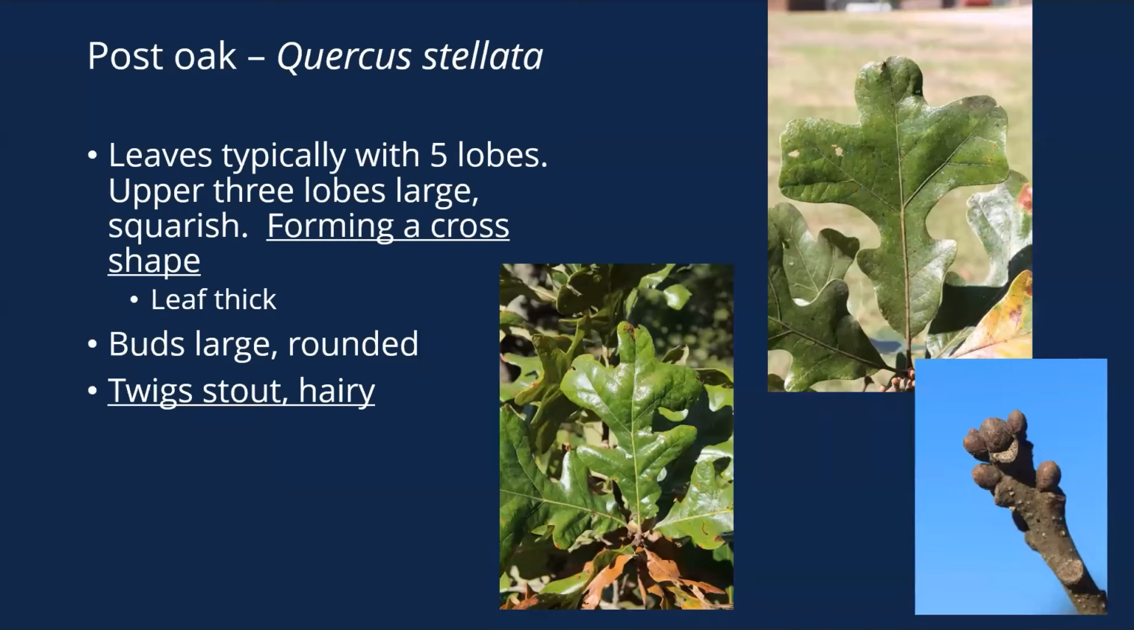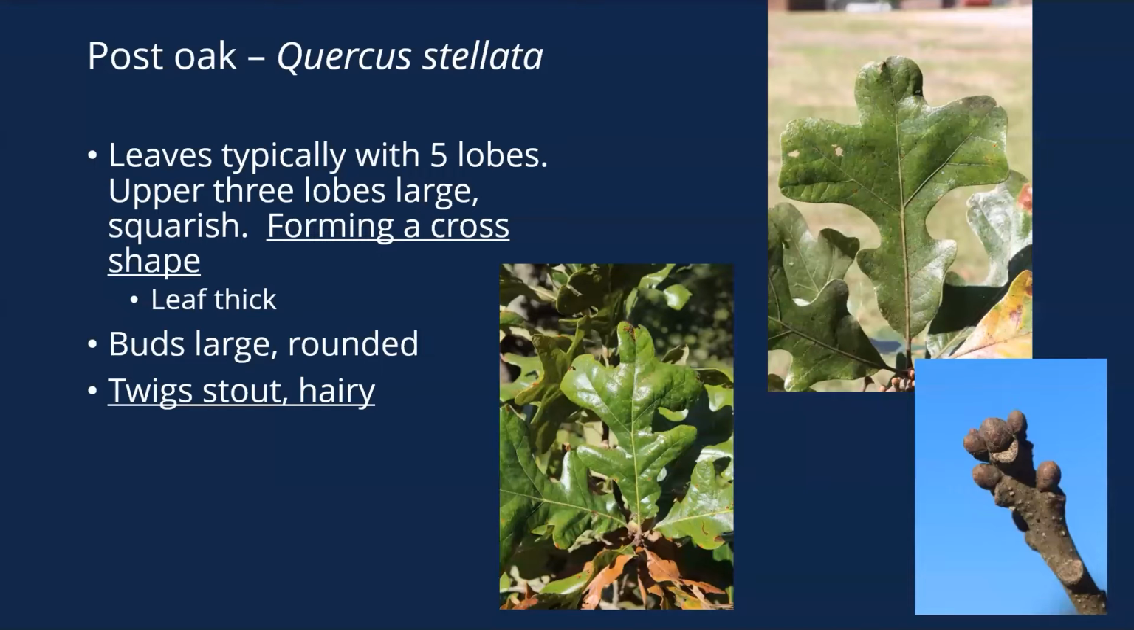So post oak leaves are typically 5-lobed, sometimes 7, but usually 5-lobed. And then the top 3 lobes are usually really squarish. And so the lobes themselves are blocky in shape, and it kind of forms this cross shape, right? And you can really see it in both of those pictures where you have kind of a lowercase t or a cross with those big square lobes. Really jumps out at you as post oak.